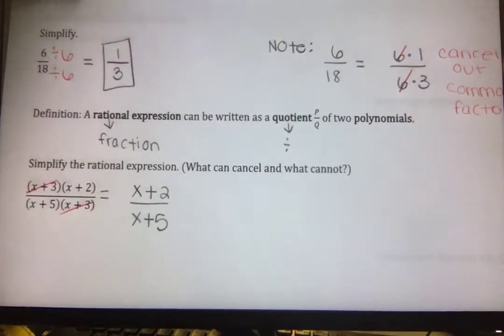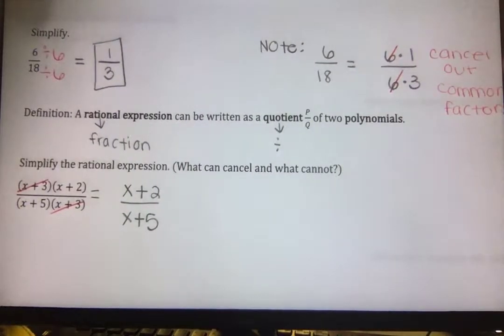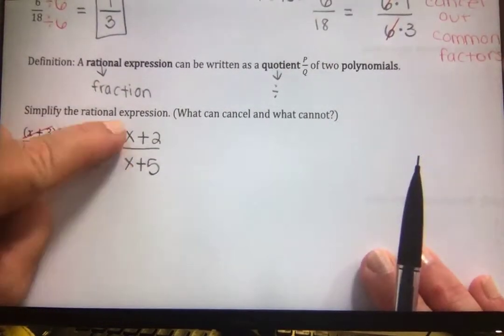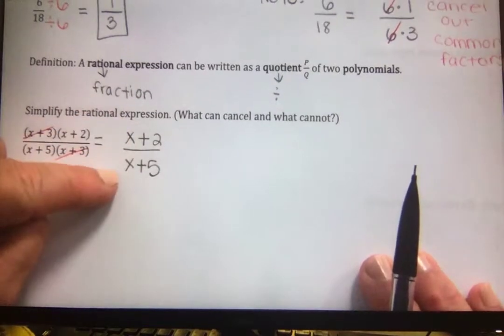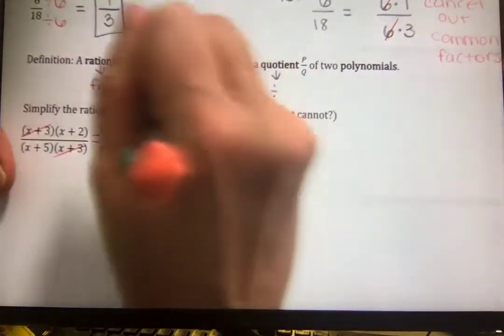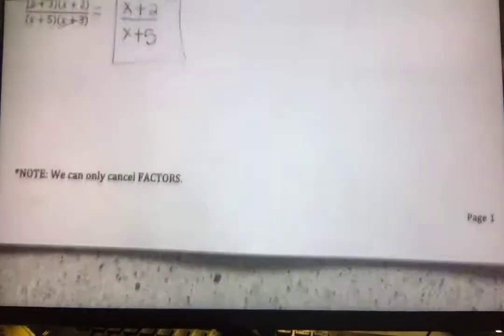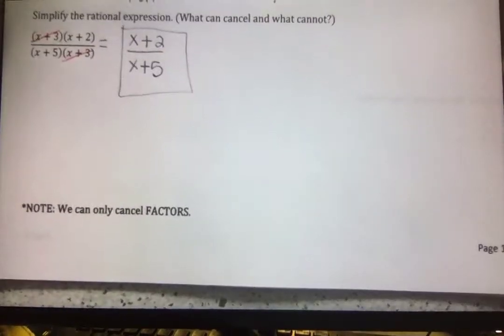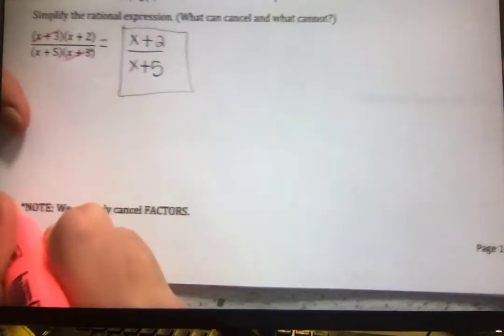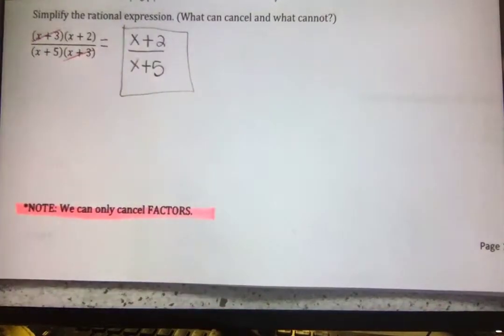Can anything else be canceled? No. Why not? Because they're not like terms. They're not the same factor. So even though there's both x, our factor is x plus 2 and our factor is x plus 5. They're not the same factor, so we cannot cancel those out. Boom, we're done. So we can only cancel out factors. Super important. We can only cancel out common factors.